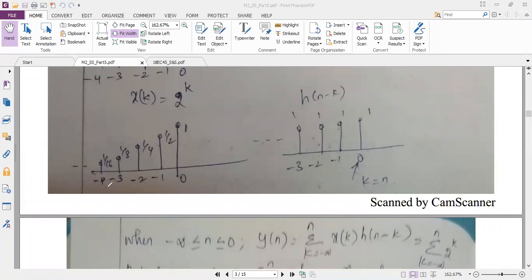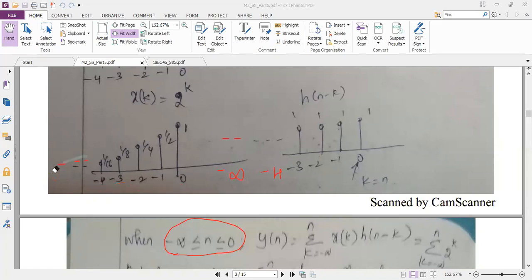If I look at the screen, can I say I have the samples at -4, -3, -2, similarly here -4, -3, -2, -1, or even at minus infinity I'm having the samples in both the signals. So can I say from minus infinity to 0, I'll be getting the output? Is my prediction correct?